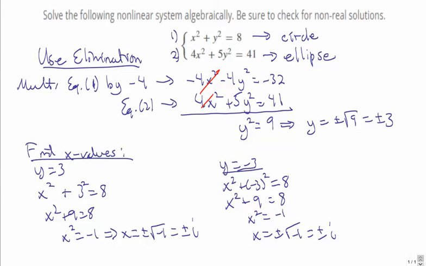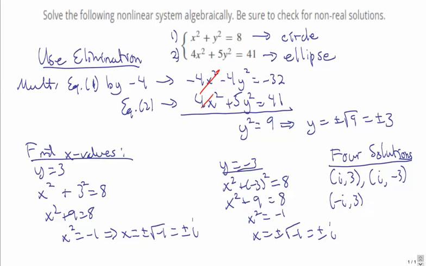So I'm going to write my solutions here. I've got 4 of them, 4 solutions. None of them are real because they all have an imaginary first coordinate. I've got i can be paired with 3. And I've got that i can be paired with negative 3. I also have that negative i can be paired with 3. Or negative i can be paired with negative 3. And this really tells us that these two things, a circle and this ellipse, don't intersect, because we have ordered pairs, solutions that have an imaginary first coordinate.